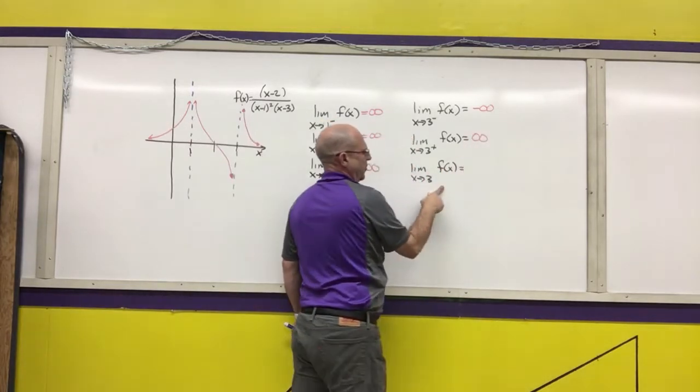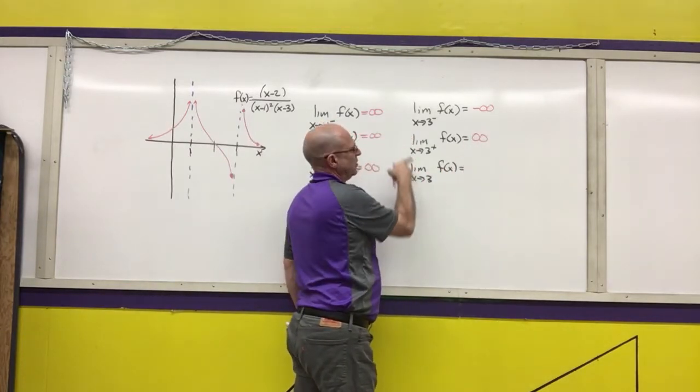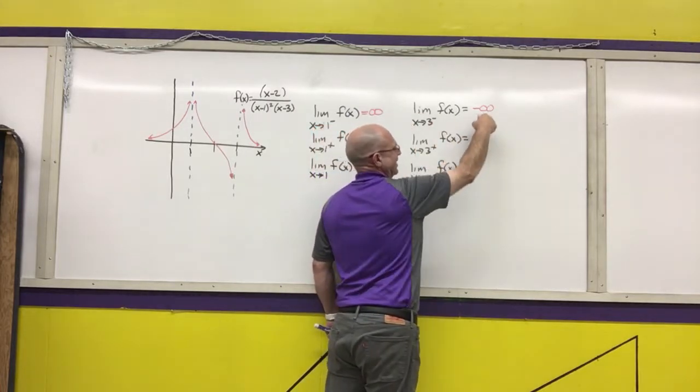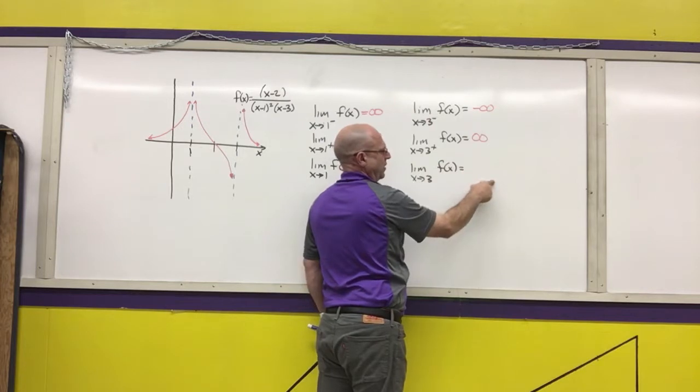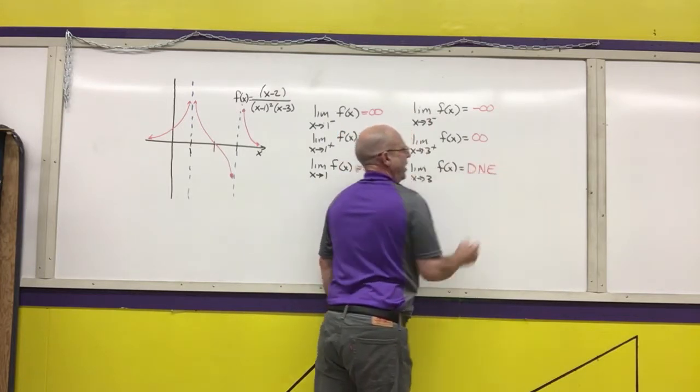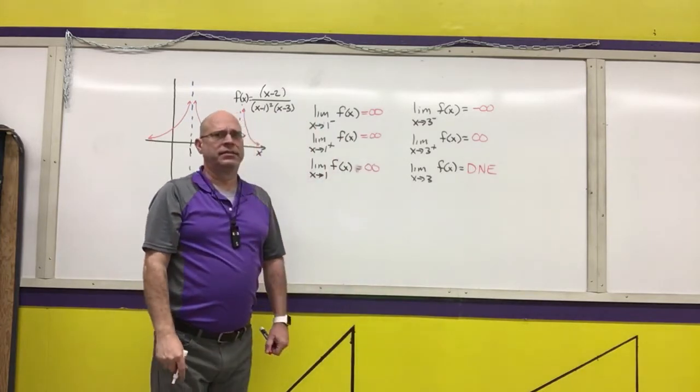And the two-sided limit, in order for the two-sided limit to exist, both one-sided limits must exist and be the same. However, they are not the same. I will not write plus or minus infinity here, because they're both different infinities. We will write does not exist.